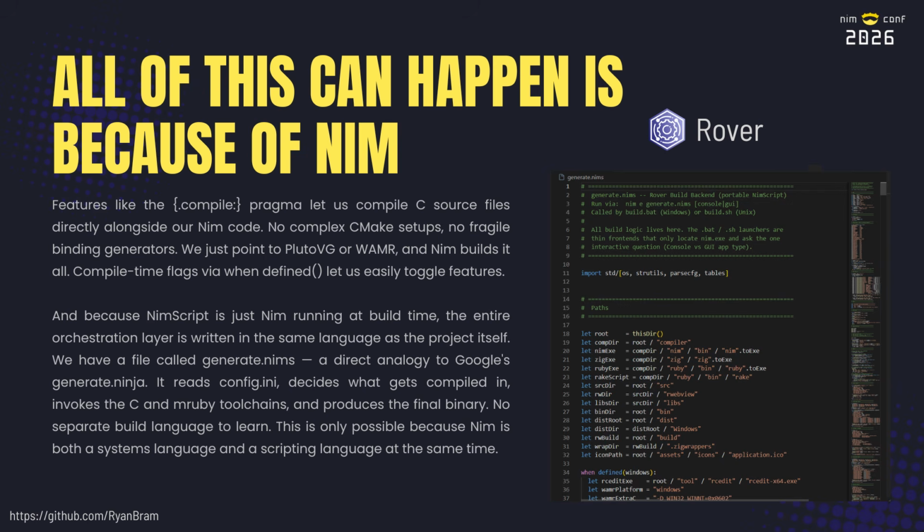Nim is what held all of this together. Features like the compile pragma let us compile C source files directly alongside our Nim code. No complex CMake setup, no fragile binding generator. We just point to PlutoVG or Wasm3 and Nim builds it all. Compile-time flags via when defined let us easily toggle features. The result is a codebase small enough that one developer can read and understand every single line of it.